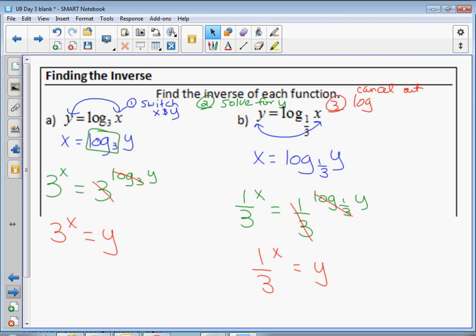Take a second and write down a summary sentence about what you learned and try the 4 quick problems on the back.